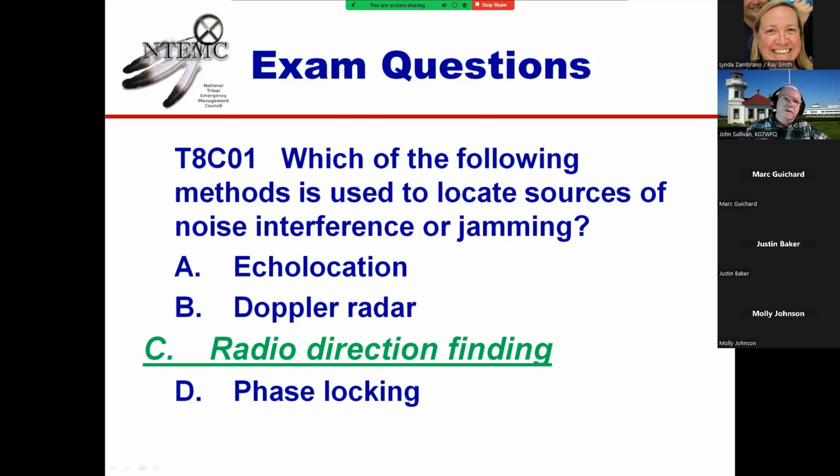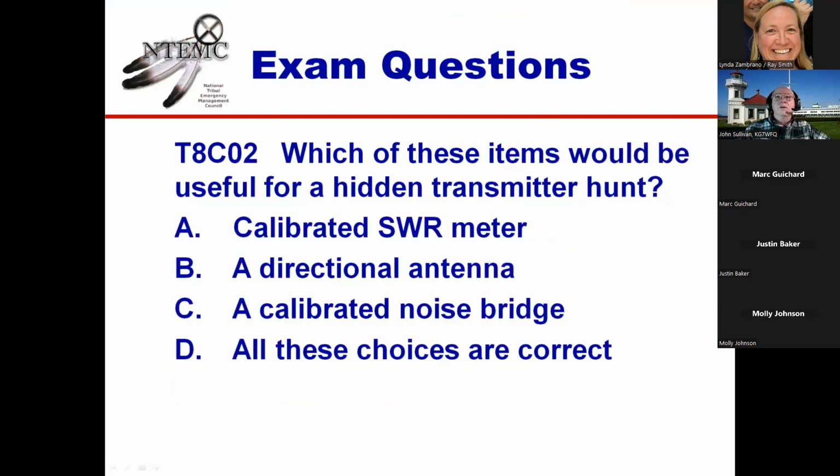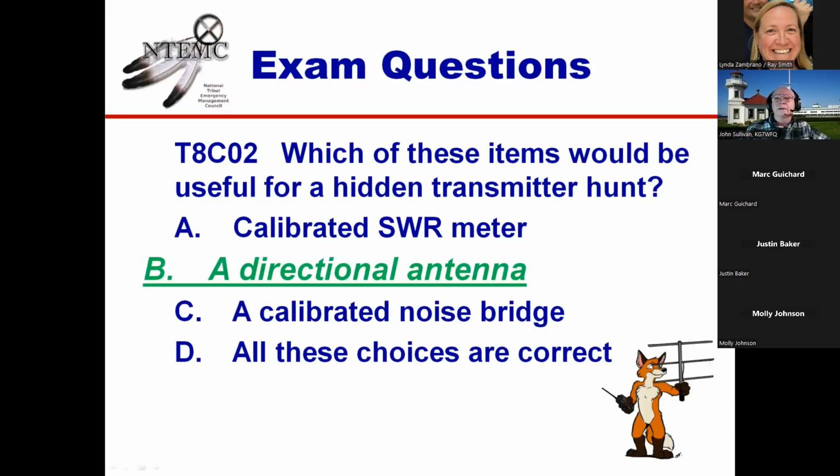Can also be done, you can plant fox hunts, where you put out a little transmitter somewhere and people try to find it using directional antennas. Which of these items would be useful for a hidden transmitter hunt? Just what I'm talking about, a fox hunt. What would be the most useful thing? Well, that would be a directional antenna.